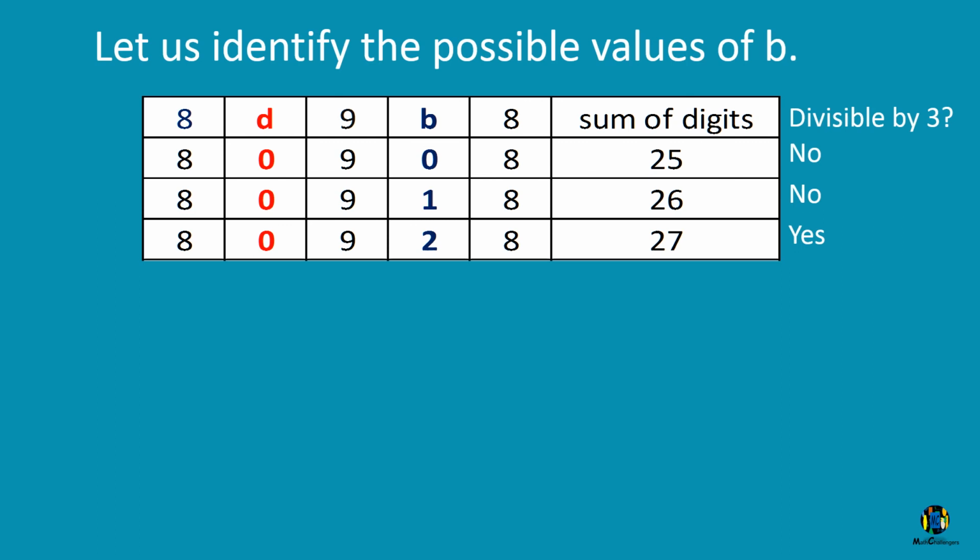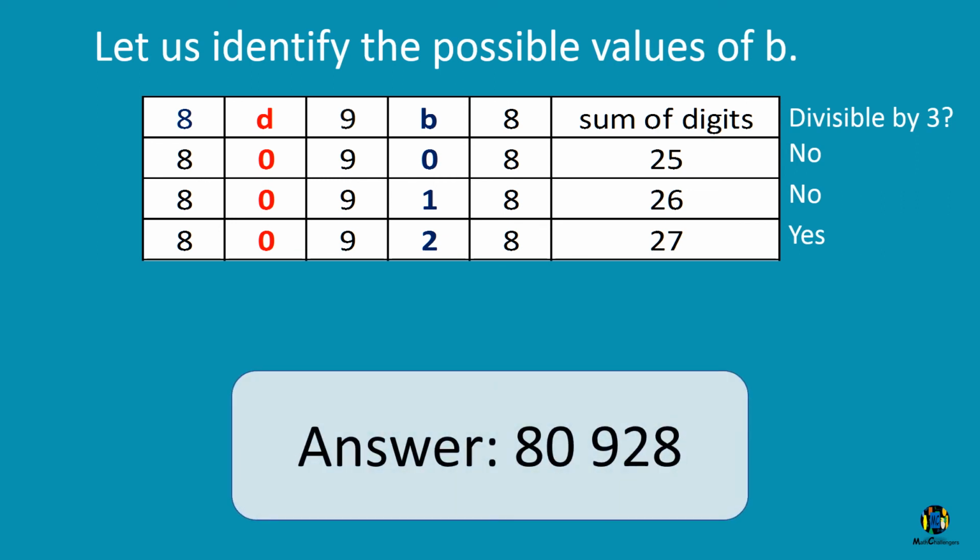The least possible value of B to get a sum of digits that is divisible by 3 is 2. The only possible number formed with those conditions is 80,928.